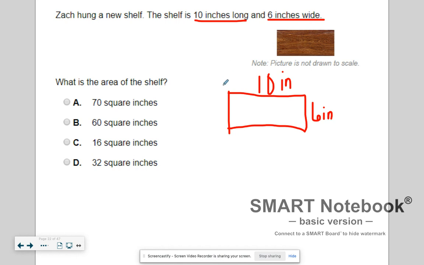Okay, if I want to find the area, I know that's the inside. So that's 10 times 6. So 10 times 6 gives me 60 square inches. Don't forget the square inches. That's important because when we get to perimeter, which will be next week, we won't use square. It will just be inches.